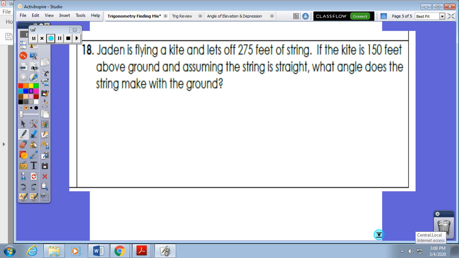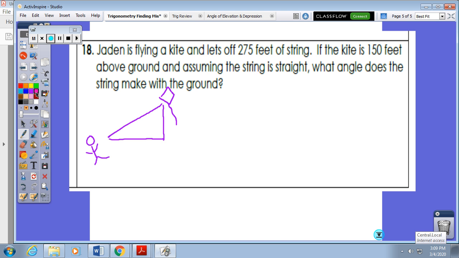Okay, now I'm going to look at an application problem. So remember, when we do these problems, my recommendation would be to draw a picture. They are right triangles, so that's what we're working with. Jaden is flying a kite and lets off 275 feet of string. And the kite is 150 feet above the ground. Assuming the string is straight, what angle does the string make with the ground? So I'm going to assume this is what our triangle looks like. We can assume that our person is here with the kite, and your kite is up here.